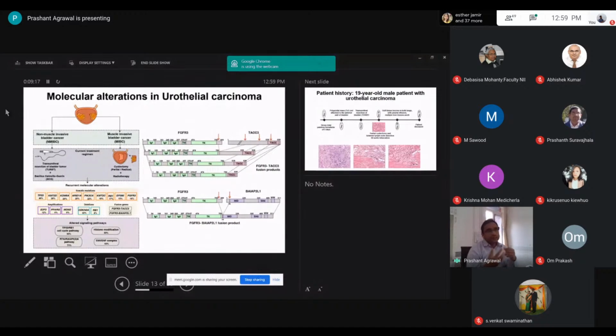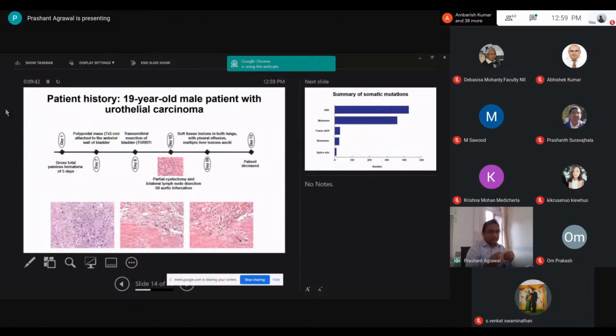And what we know is that there are two fusions in bladder cancer: FGFR3 and TACC3. This is something you find in at least 2 to 4% of patients, who present with this particular mutation. And there's another fusion, FGFR3 and BAIAP2L1. So these are two fusion products which have been very prevalent in bladder cancer.